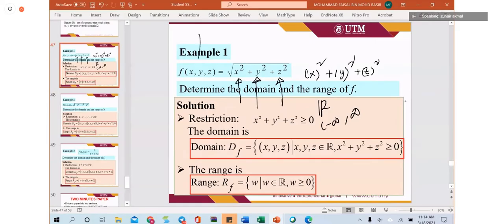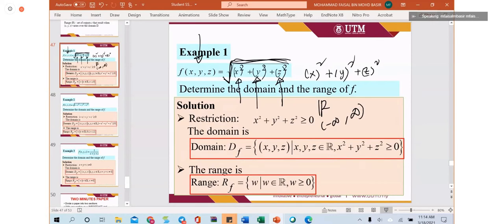For the range, you have to see it as a whole, including the square root. For the domain, you have to see the restriction. But now, because all are squares, the domain will be negative infinity to infinity. Okay, about the range, you have to see it including the square root.